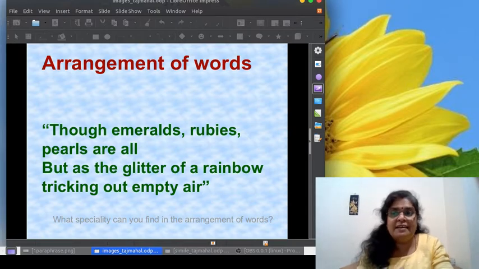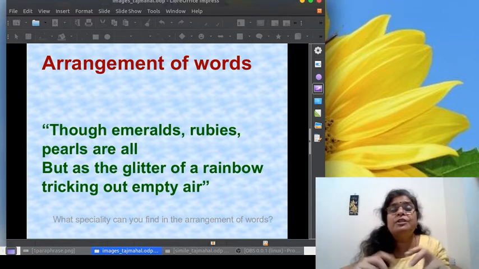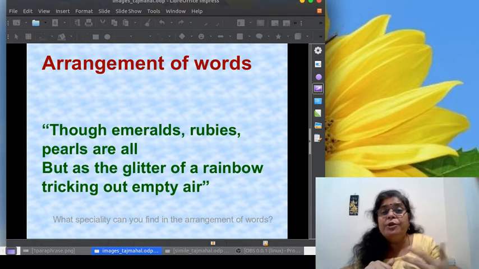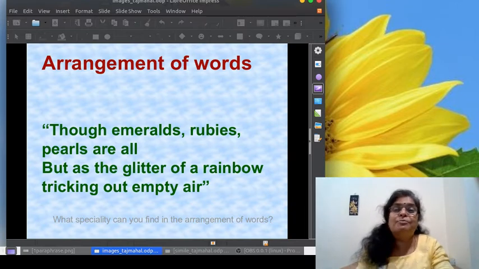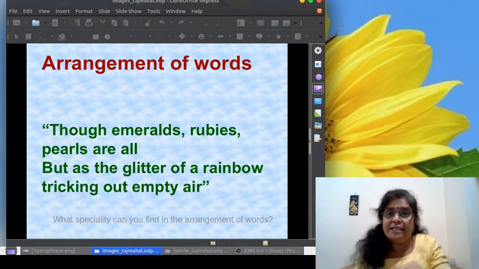Though is the first thing. And there is, are all. Really, we would say all are. And there is a but. So this arrangement of words gives a new meaning to the lines. Artham thanne angu maaripo. Kavikal ingane vaakkukal thirichu marichum upayogikkumbo. That is the arrangement of words.